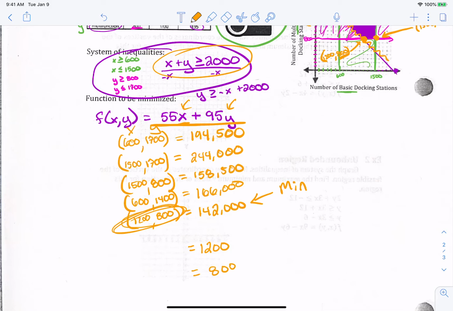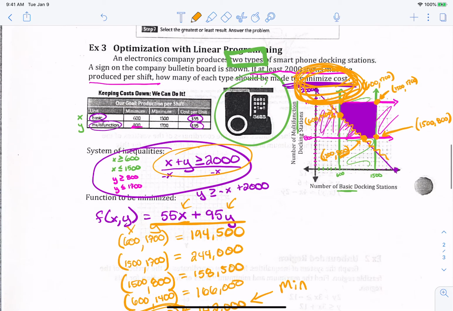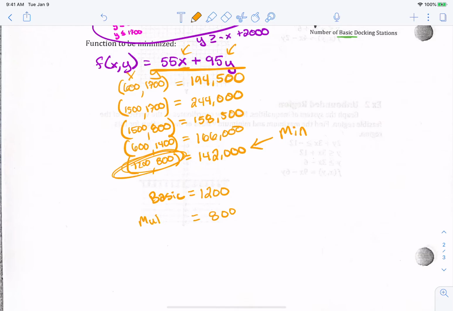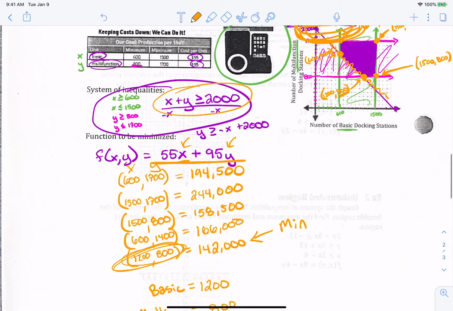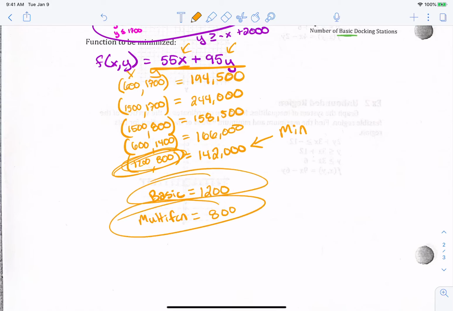I'm going to produce 1,200 basic phone docking stations, and 800 multifunction. Is it multifunction? That's what they're called. Yeah, multifunction. I accidentally said multi-station. So that's how many I'm going to produce in order to minimize the cost that it is going to take to produce those. Does that make sense?